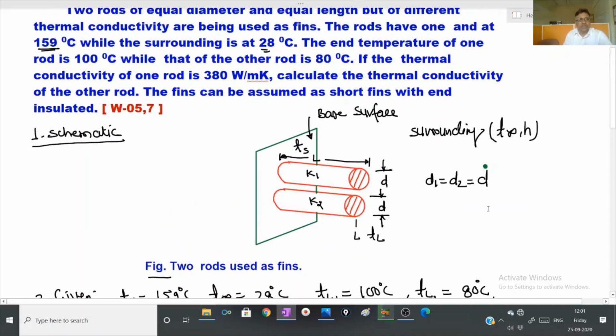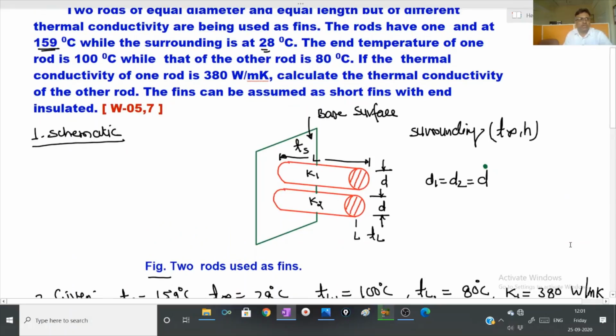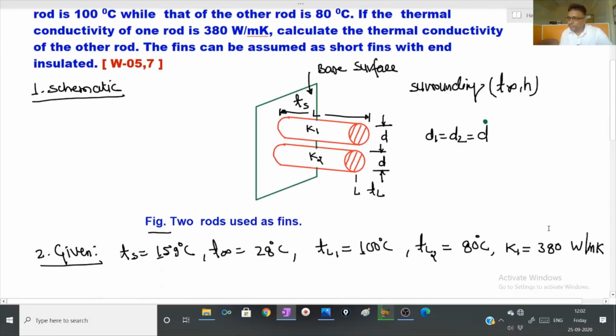Thermal conductivity of one of the rods is 380 watt per meter Kelvin. Let's say the thermal conductivity of the first rod is 380 watt per meter Kelvin. So you are supposed to calculate the thermal conductivity of the other rod. Let me check whether the value of h is given or not. Okay, it is not given.